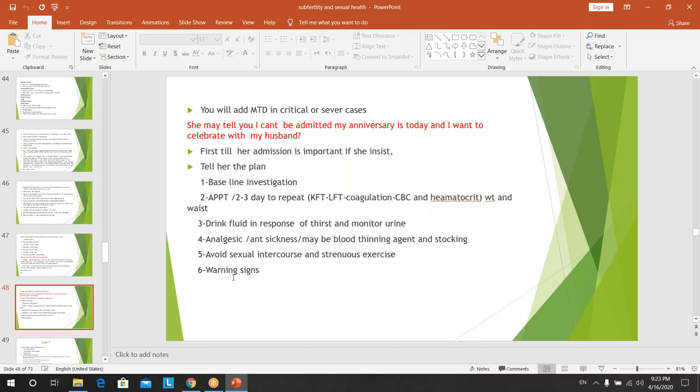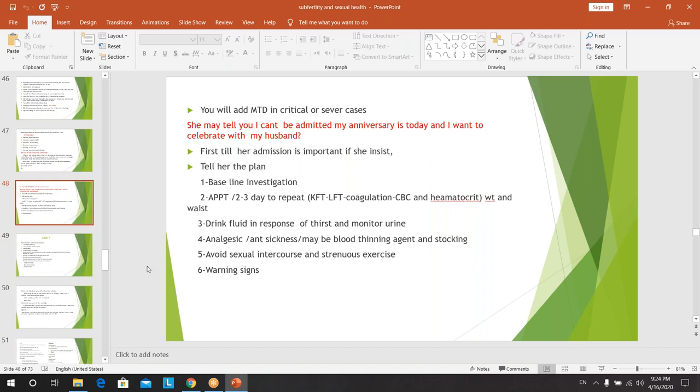And I will give her the warning signs also. If you have severe pain, an increase in your weight, an increase in your waist, a decrease in the amount of urine, or shortness of breath, you should ask for immediate medical help. Okay, thank you.